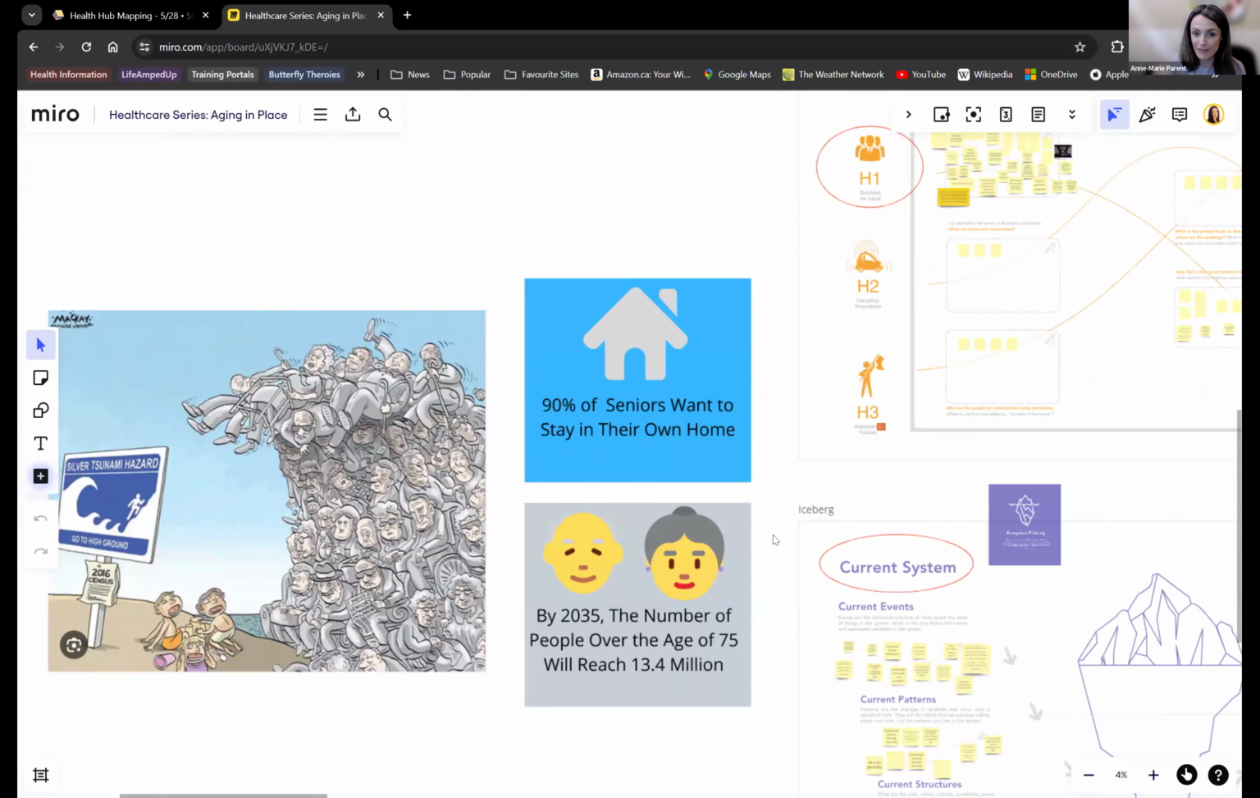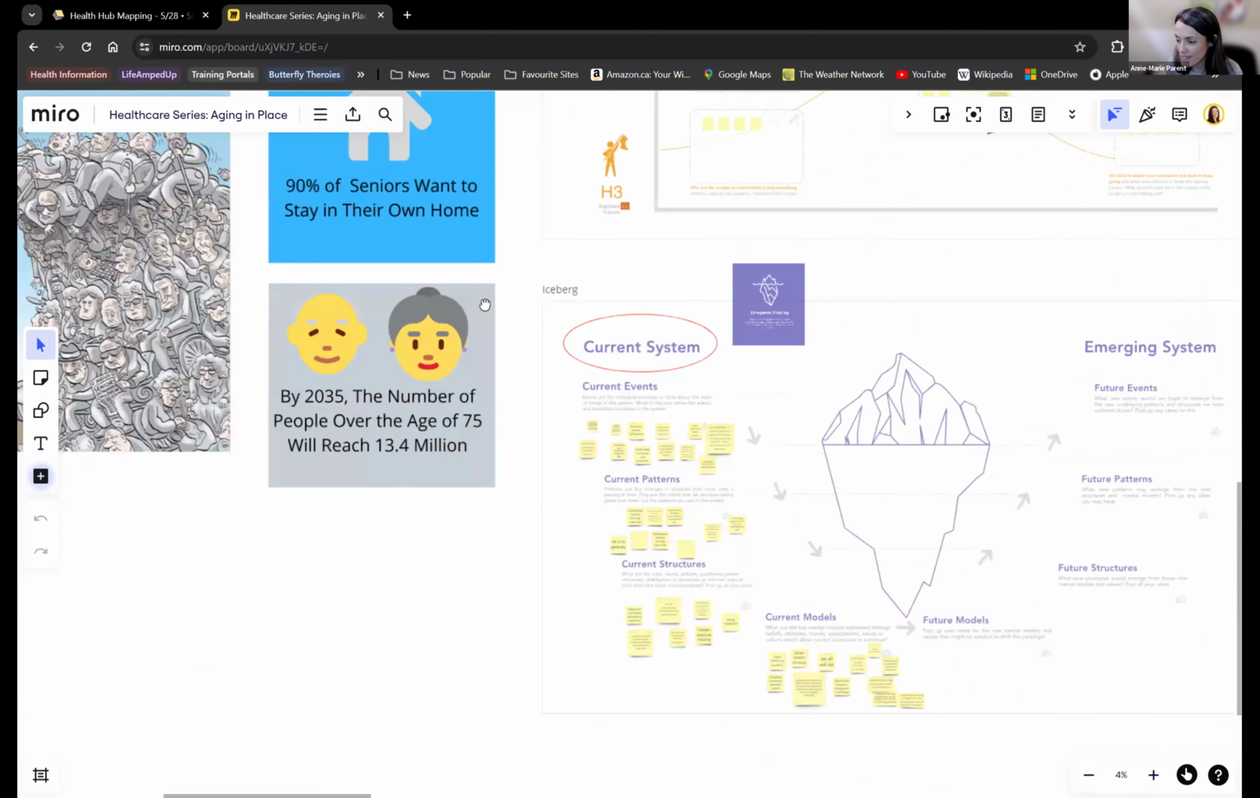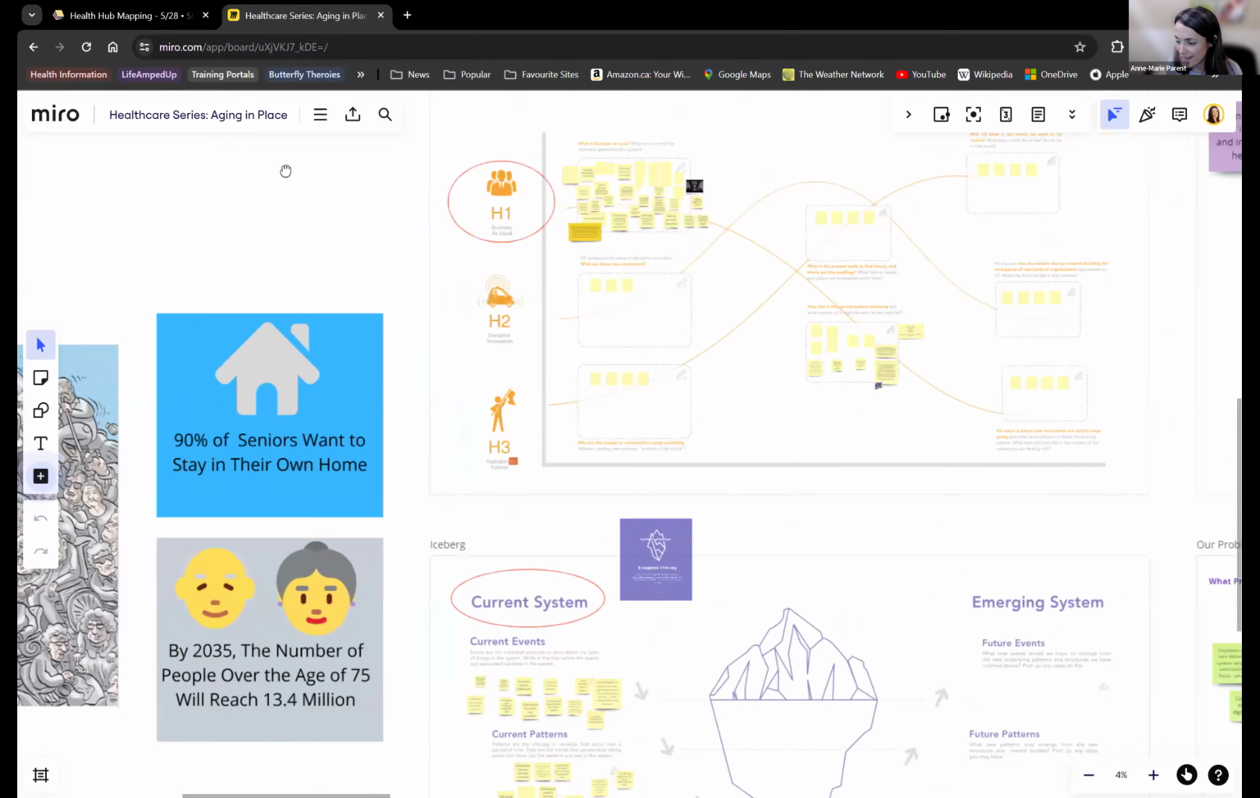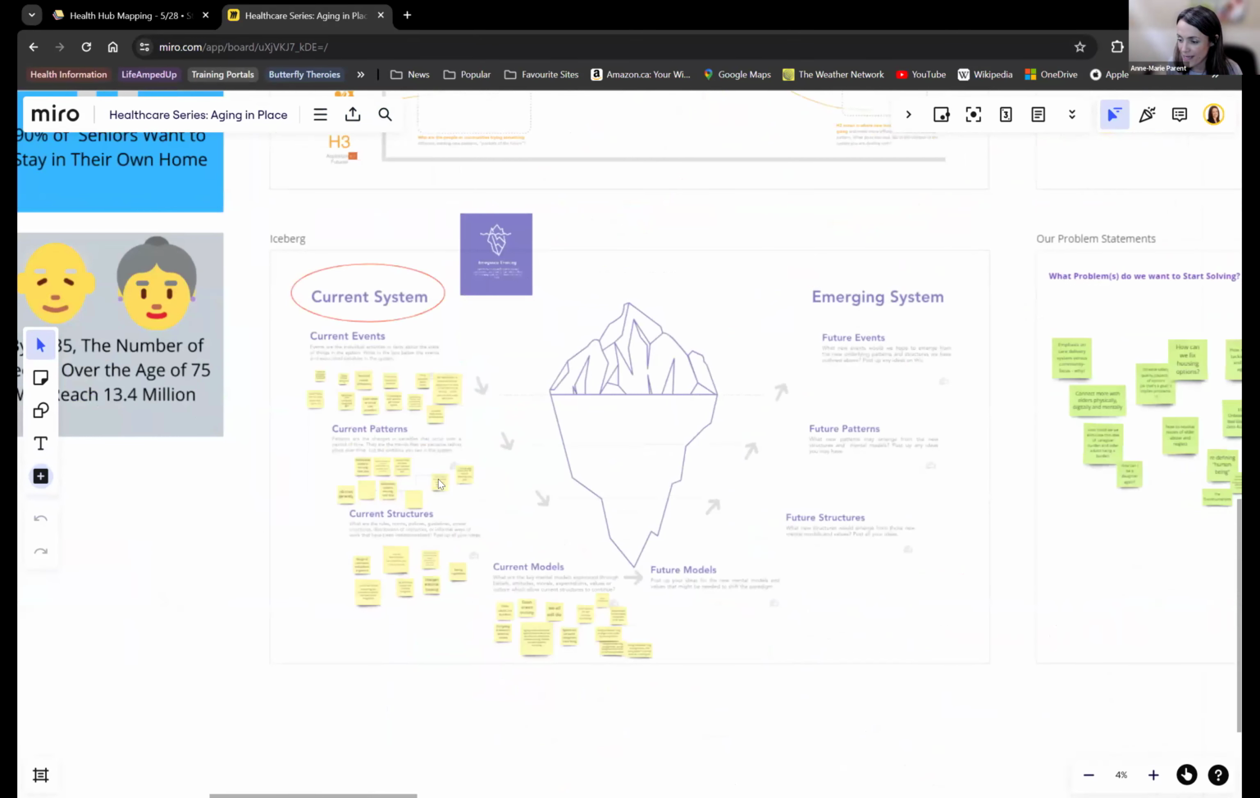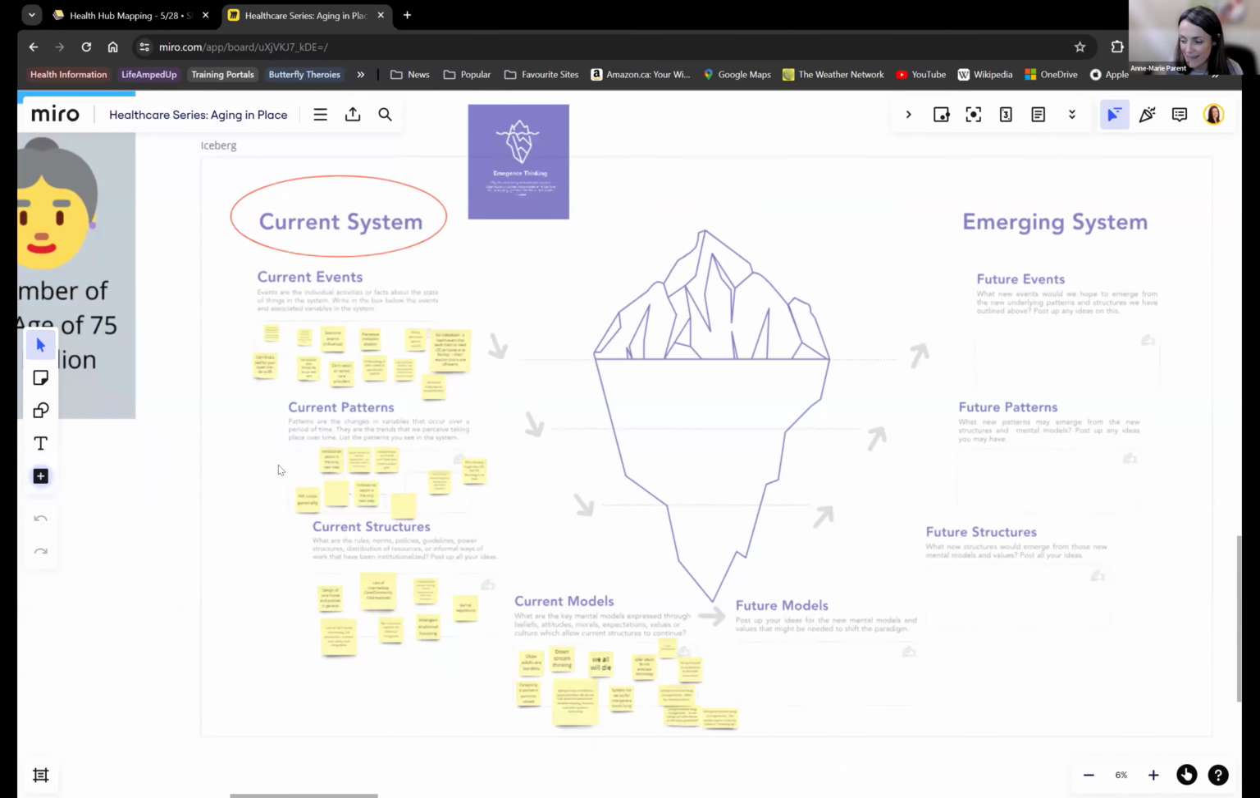So far, participants in this group have been pretty international, so we're keeping an international lens on the conversation. One of the tools we started to explore in that session was the iceberg model, trying to understand the current system, looking at the current events, the patterns we're seeing, the current structures, and the current mental models we have around this. That launched a few starting points for our system mapping to understand all the connecting factors related to successful aging in place.